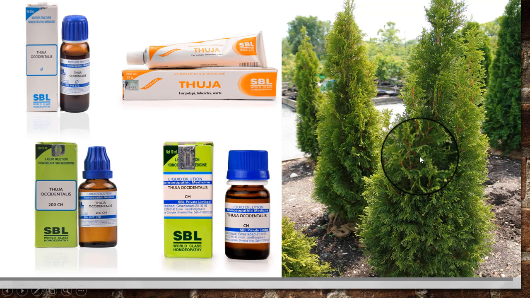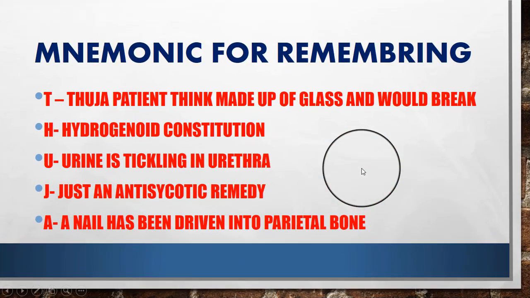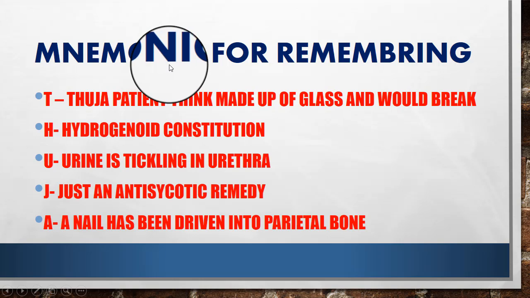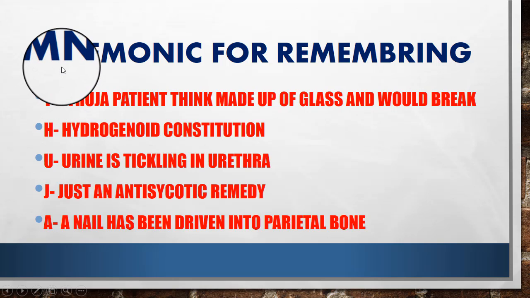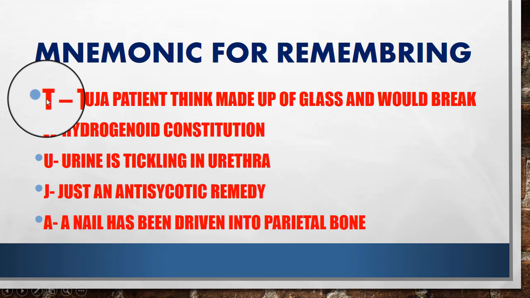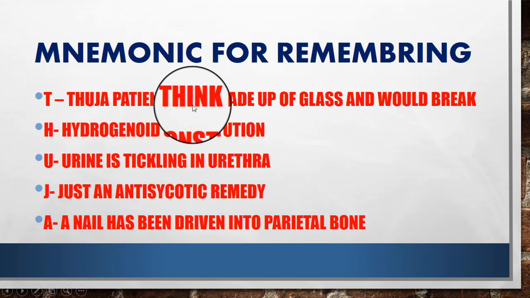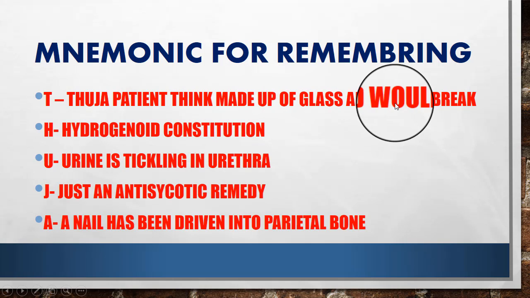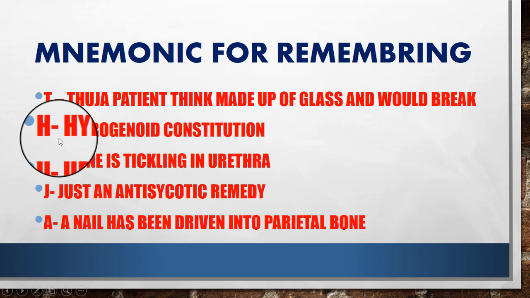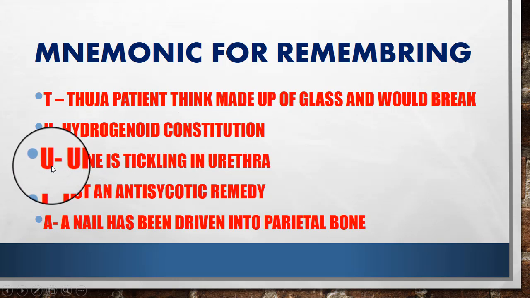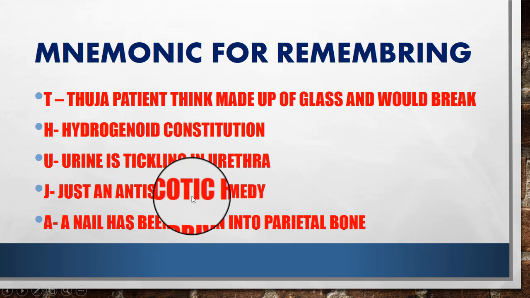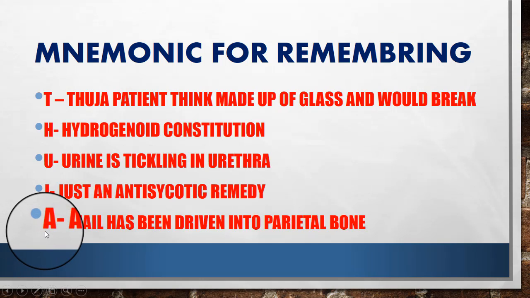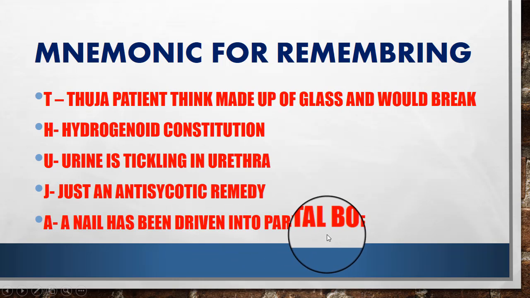Now next, as you can see here on the screen, we have made a very beautiful mnemonic for remembering this medicine, that is THUJA OCCIDENTALIS. It becomes easier for you to remember this medicine with the help of this mnemonic. So let's talk about it. So as you can see here, THUJA. T stands for: THUJA patient thinks that they are made up of glass and would break easily. H stands for: they have a hydrogenoid constitution. U stands for: their urine is tickling in the urethra. J stands for: just an antipsychotic remedy. And A stands for: a nail has been driven into the parietal bone of the skull.